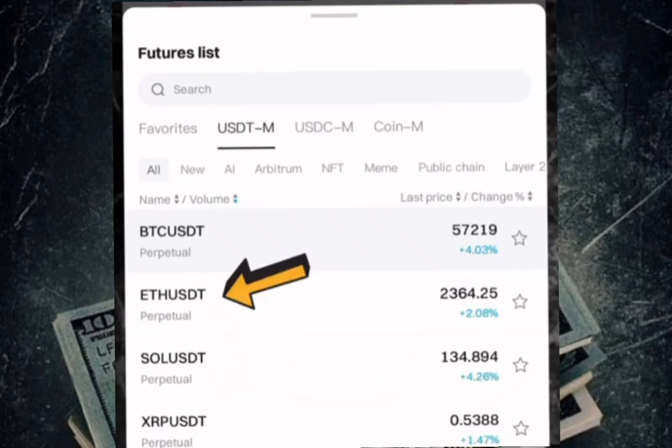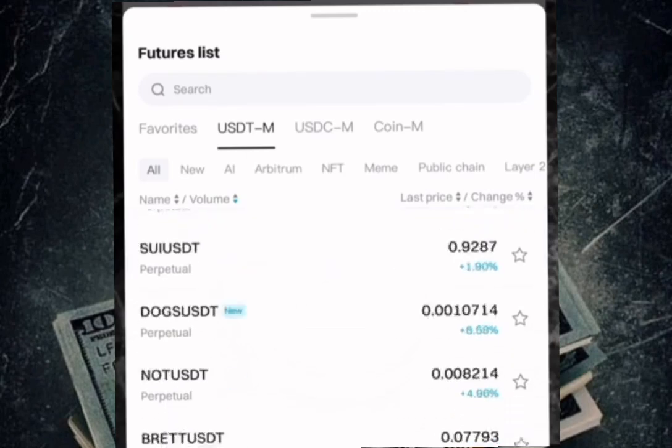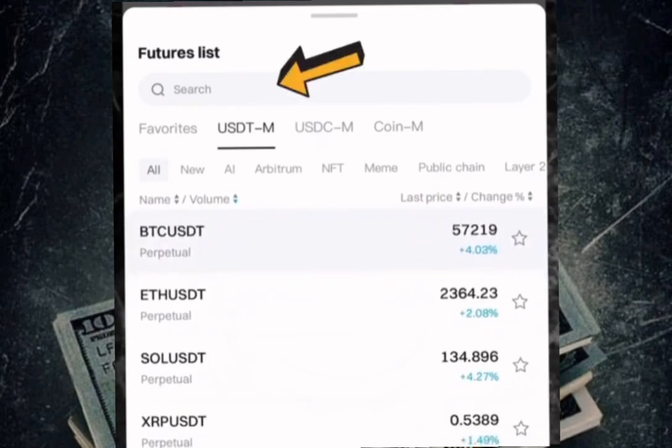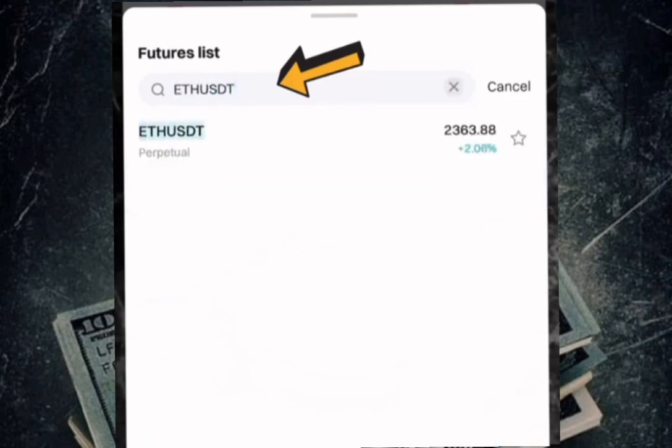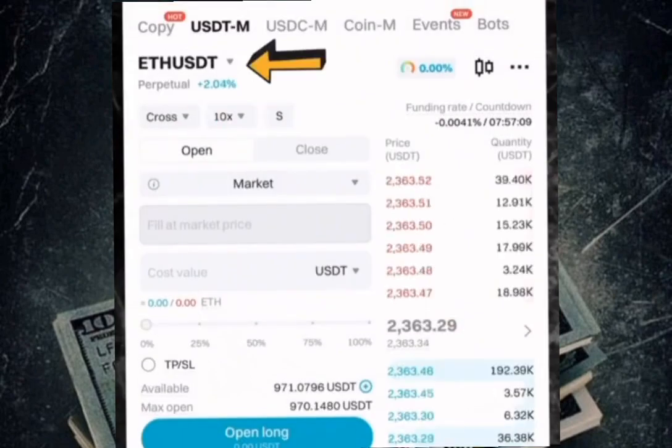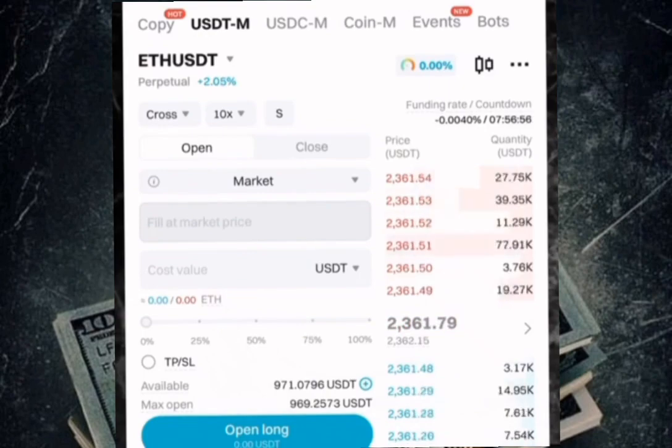So you can see where you have USDT right here. Make sure it's on it. And then you come right here, you can see where you have ETH USDT. This is what we want to trade. But let's say, for example, you can't find it here. Just come to this search icon or search bar and search for ETH USDT. So it will bring it out for you. So you can see it right here. So just click on it. So right there, I've picked the trading pair I want to trade. So I want to trade ETH USDT.